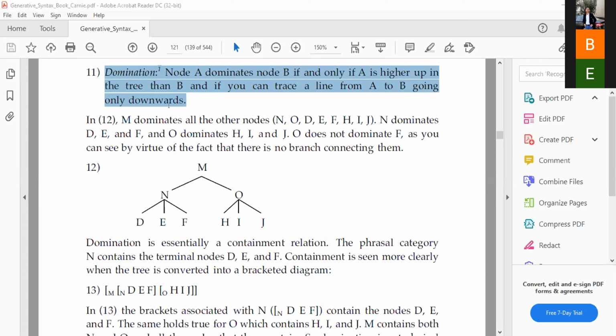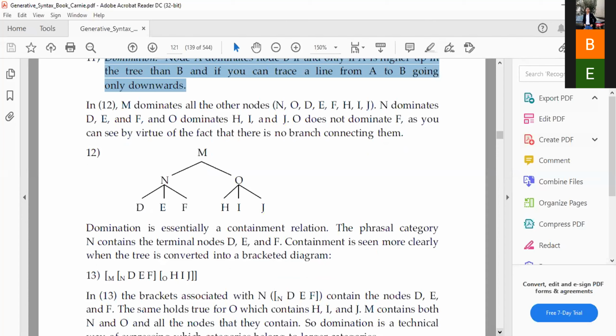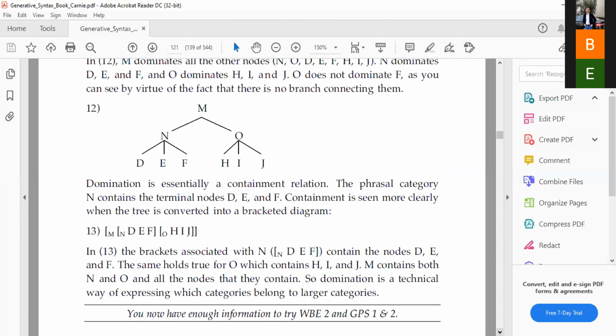So now, Hamza, can we say that N dominates H? No, we can't say that because there is no branch between them. Excellent. A node will dominate another node if there is a branch connected between them downward.